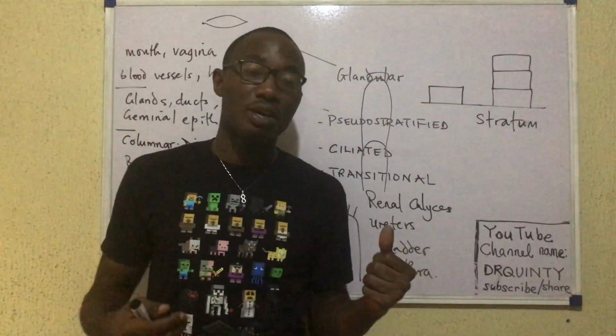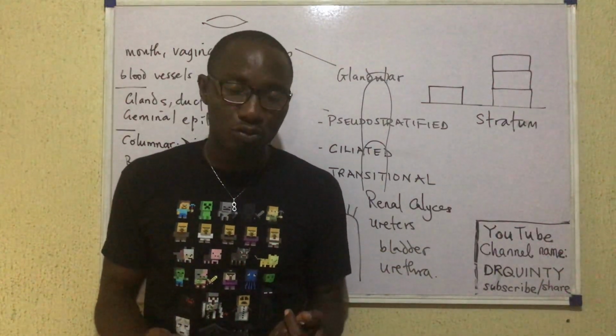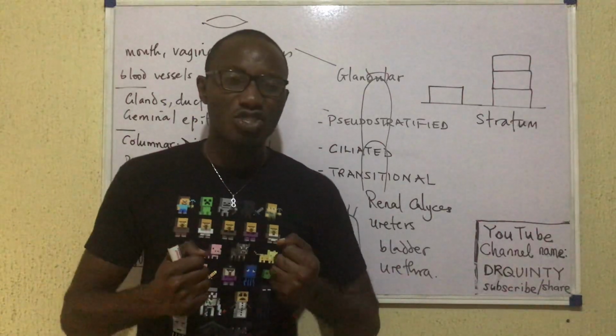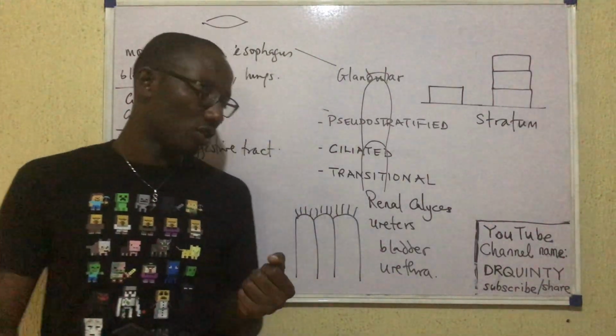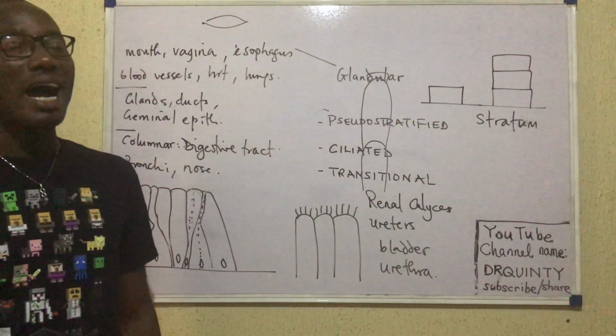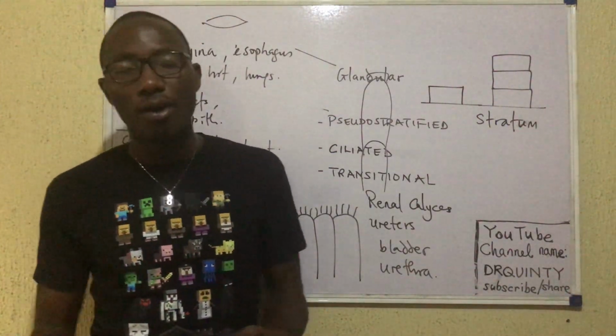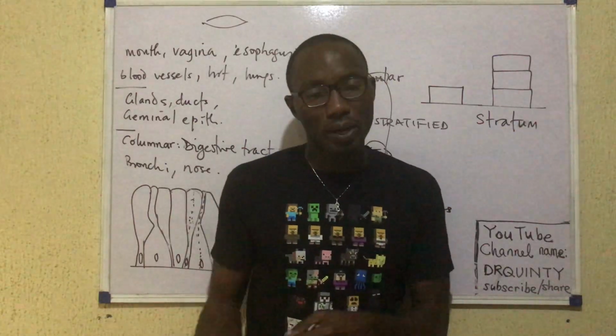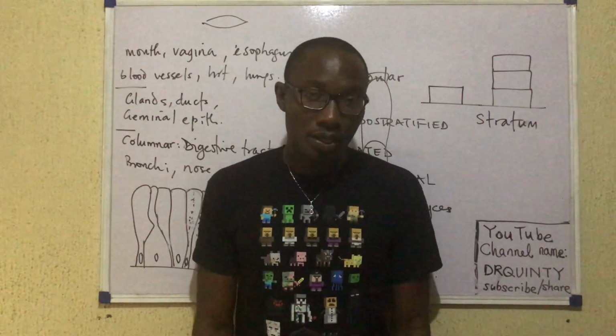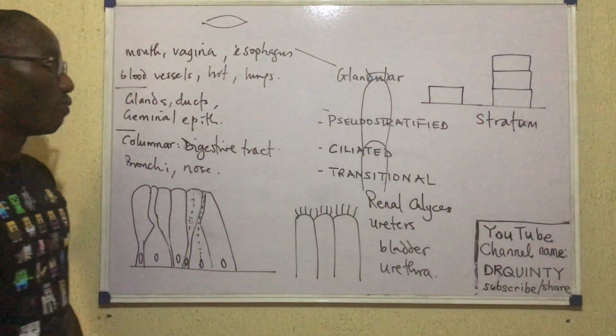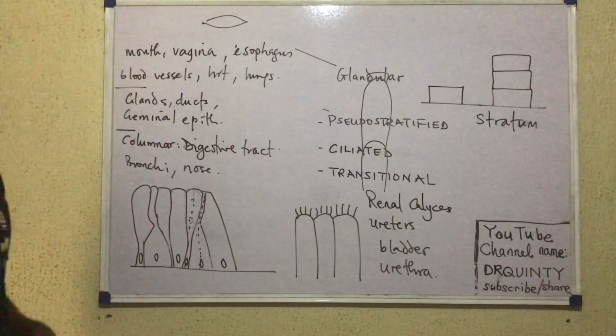Like the bladder, when it becomes full of urine or filled with urine, it expands, it changes shape. So in such regions, the type of epithelium we have or we need is epithelium that can allow a change in its shape to adapt it to its function. So that's a brief on types of epithelial cells.